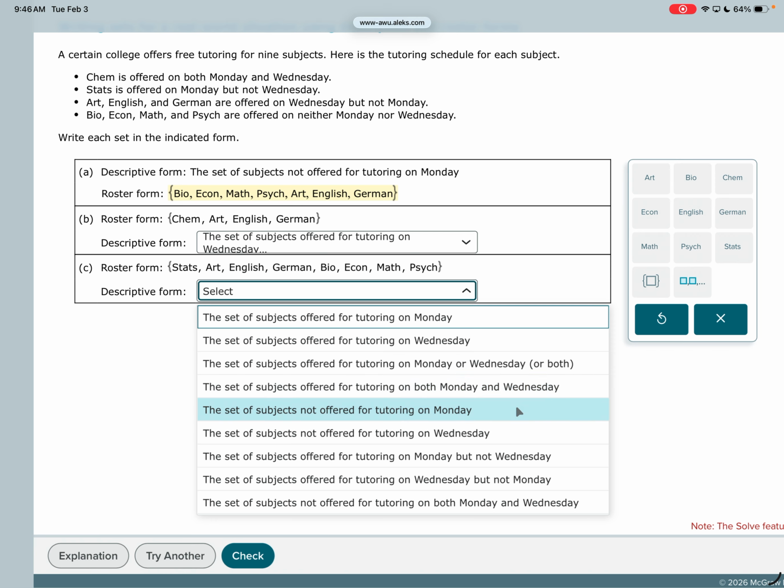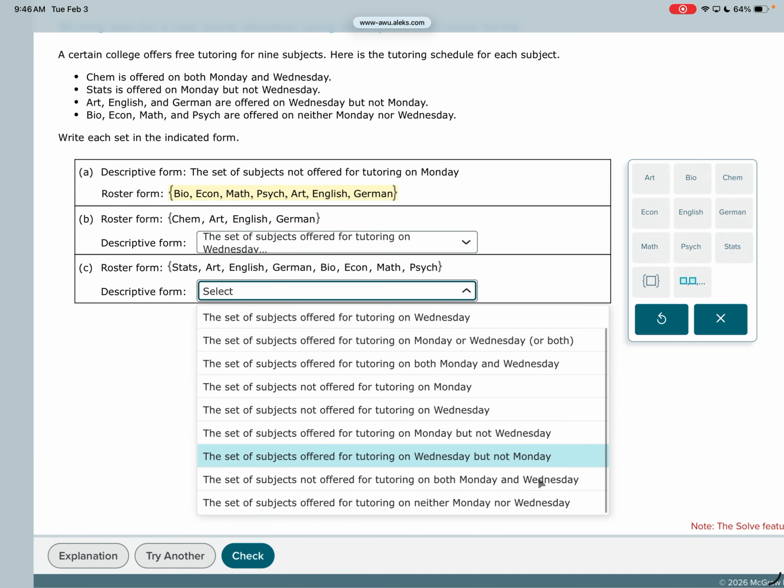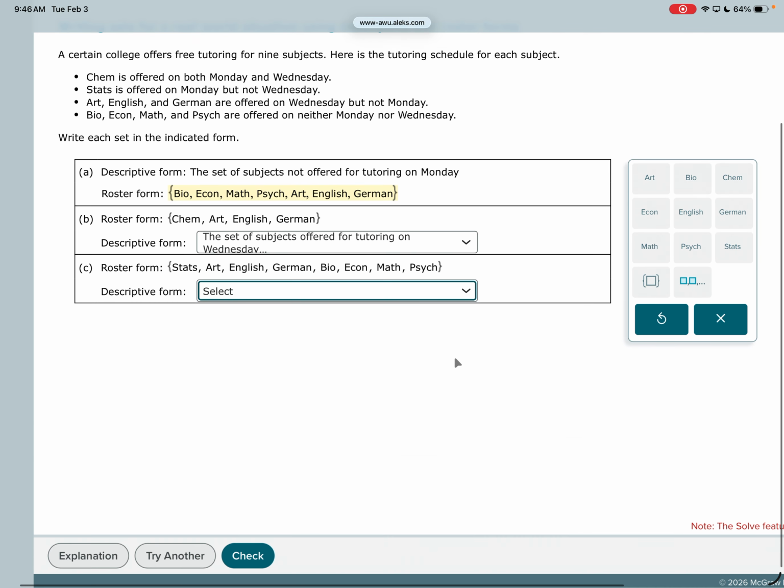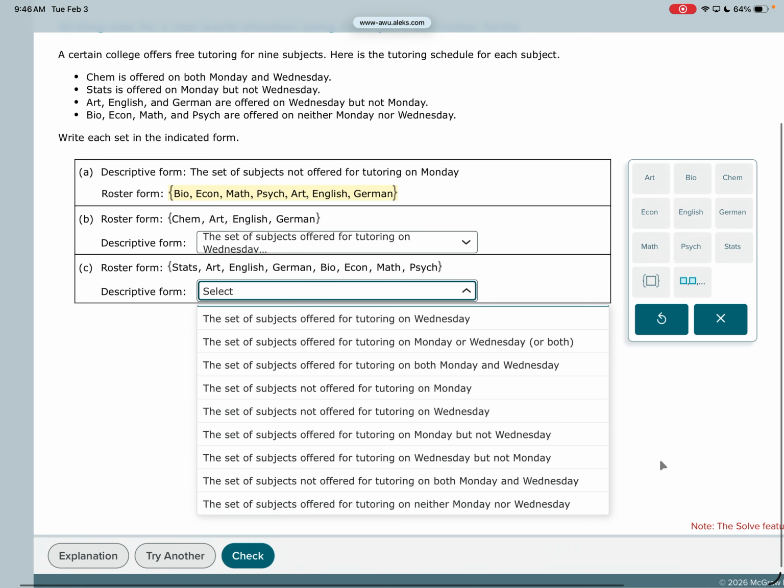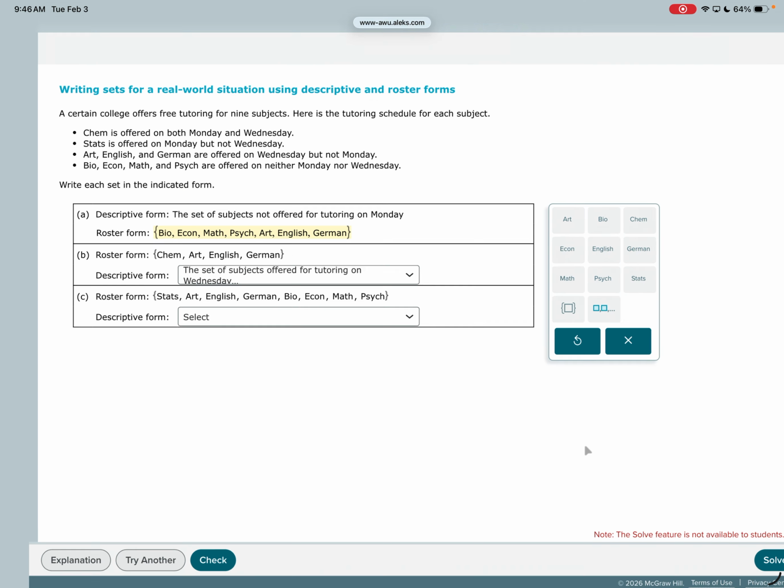It's not both Monday and Wednesday. Not offered on Monday, but stats is offered on Monday, so it can't be that one. Not offered on Wednesday. Not that one because Art, English, and German. Offered on Monday but not Wednesday. No, that's Art, English. Offered on Wednesday but not Monday. No, that's stats. Offered on both. I don't know the answer.